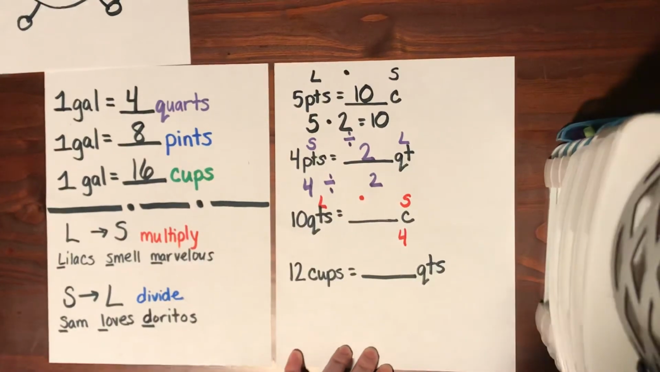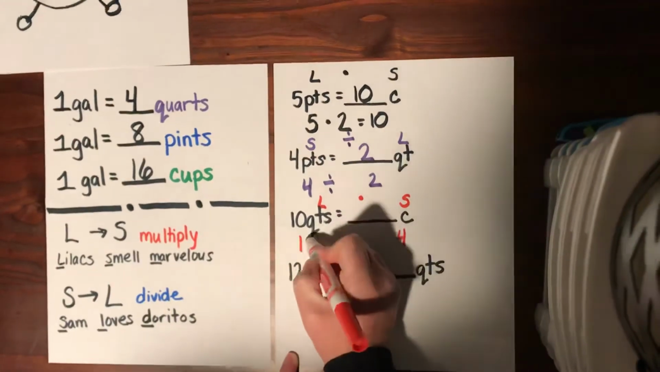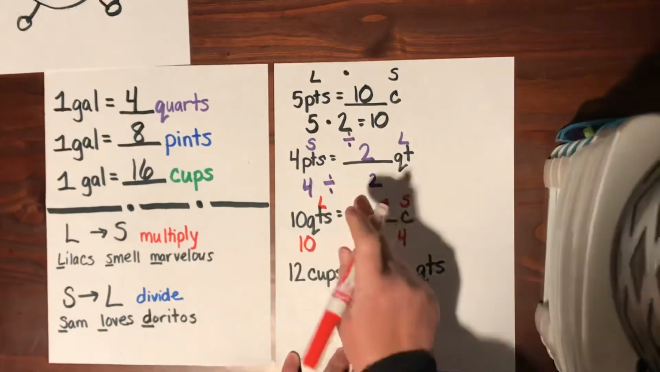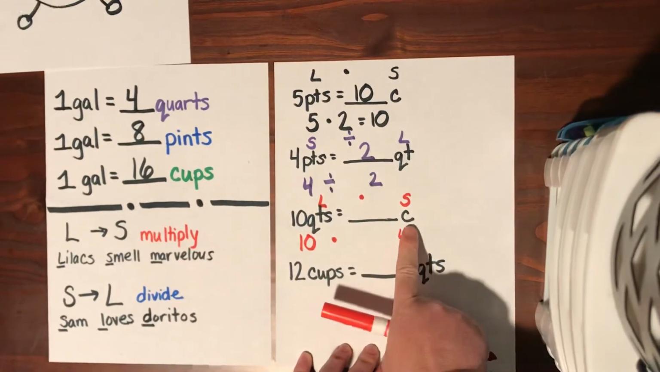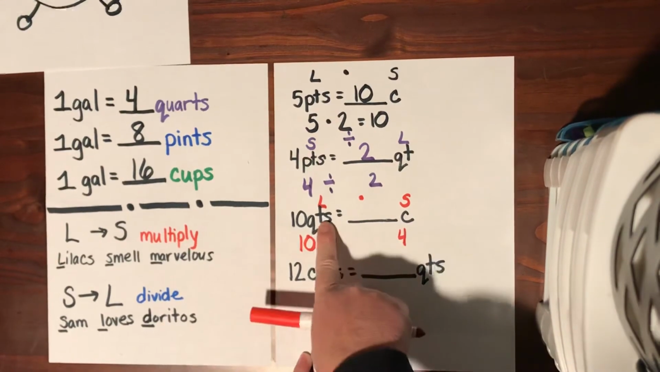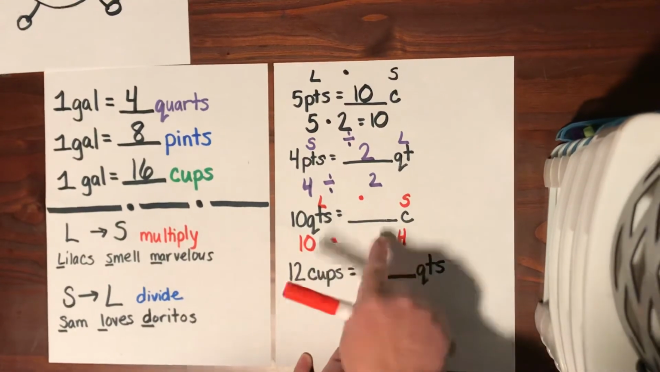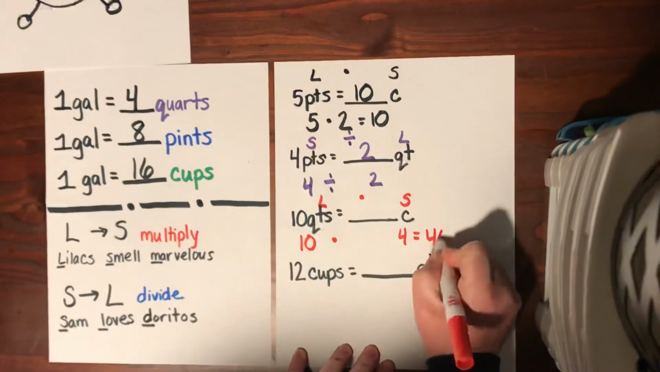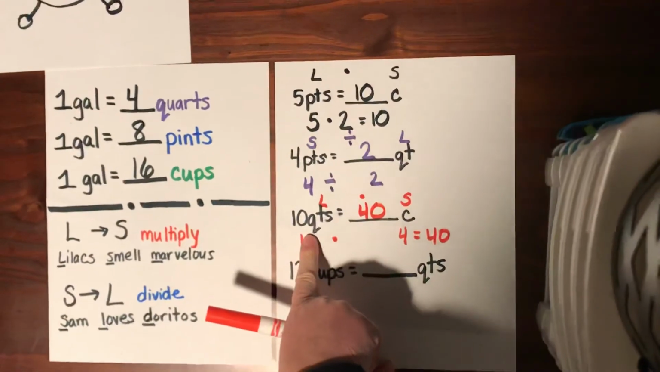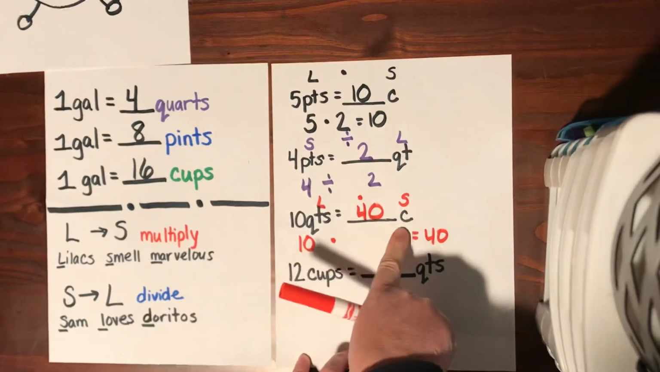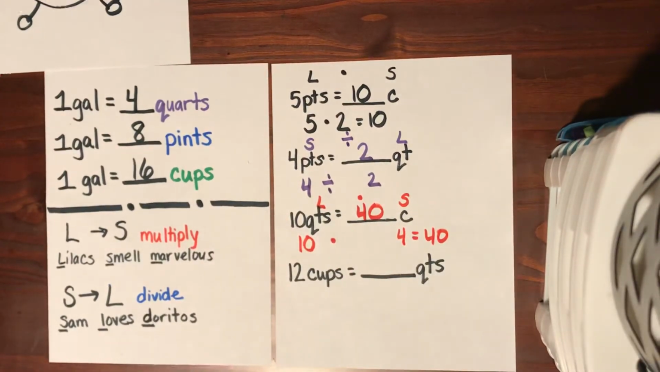So now I have the 3 pieces of information I need. I have my 10 quarts, my multiplication symbol, and there are 4 cups in every quart. So 10 times 4 equals 40. So there are 10 quarts, which equal 40 cups. Okay, we'll do one more.